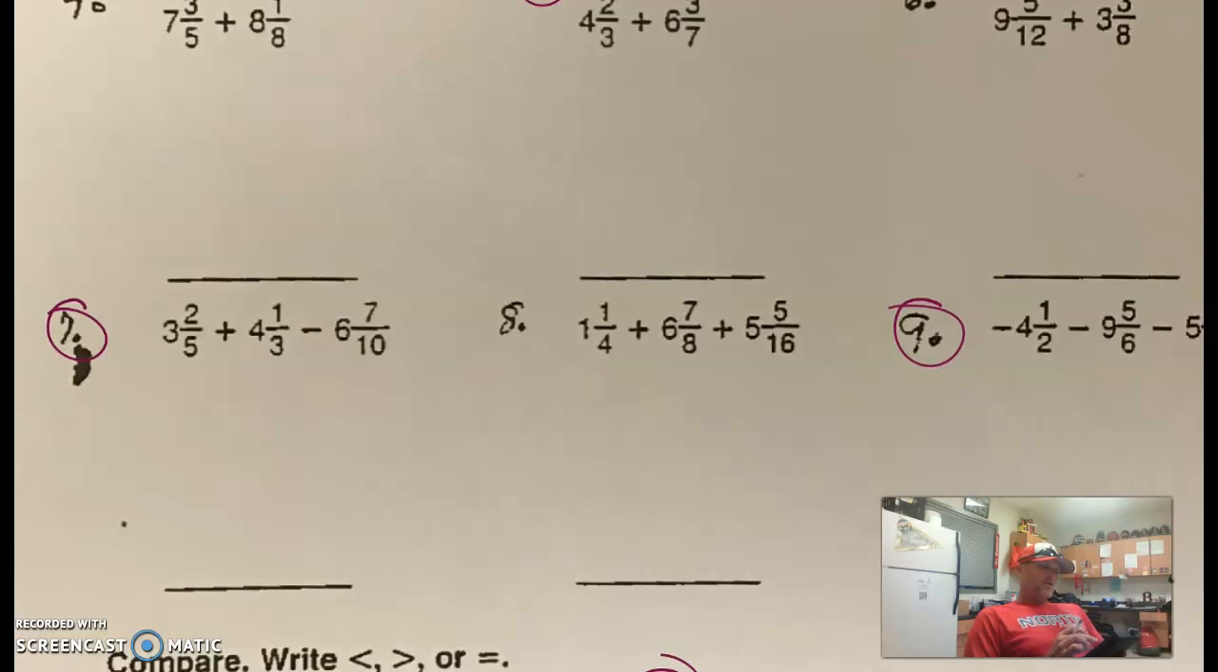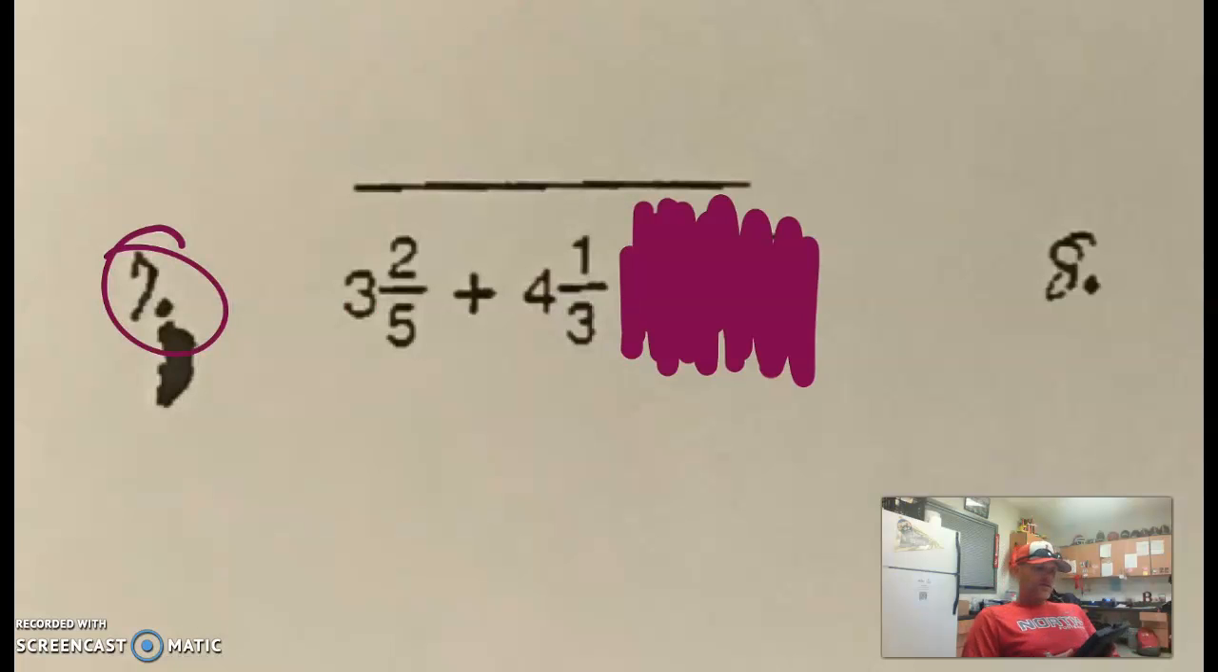Okay. So I want to break this up. If you were in my class, I would take an index card and just cover this whole problem right here because it doesn't matter right now. I will erase that here in a minute and we'll come to it. So right now, let's just do 3 2/5 plus 4 1/3.